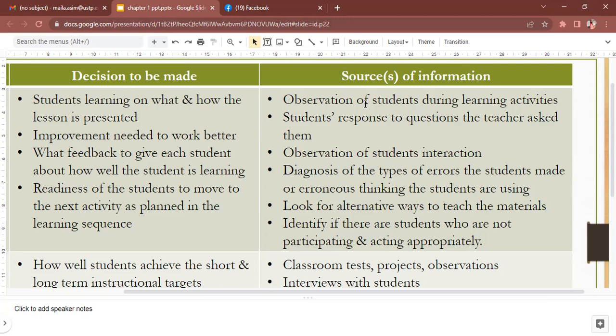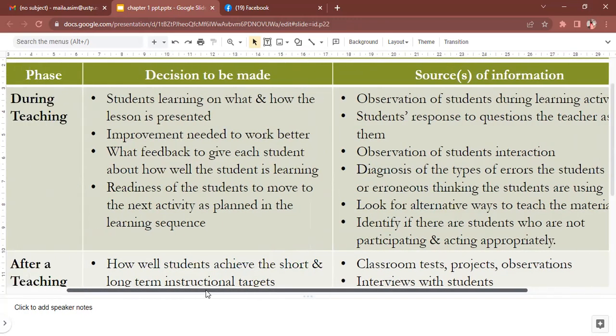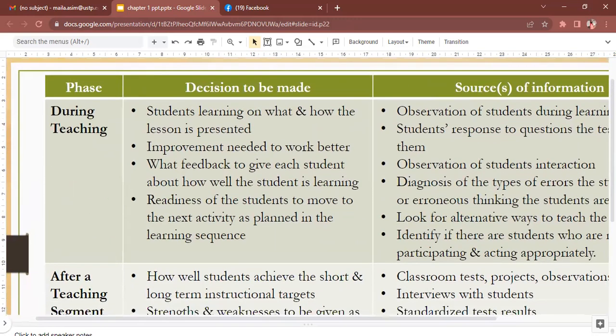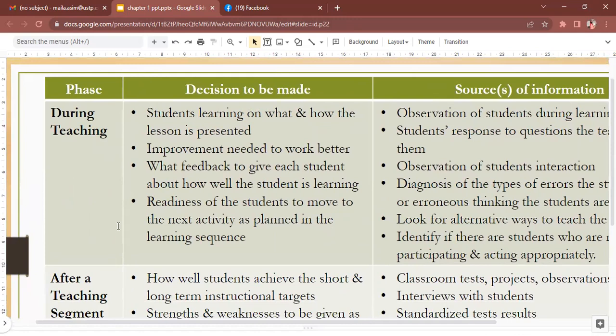Looking for alternative ways to teach the materials, identify if there are students who are not participating and acting appropriately. So necessary nga hibawaan nato, no? Very important nga hibawaan nato if they are acting appropriately inside your class or not.